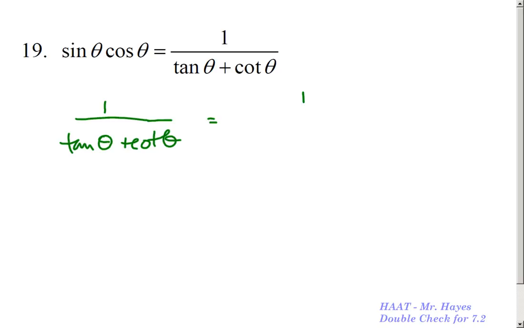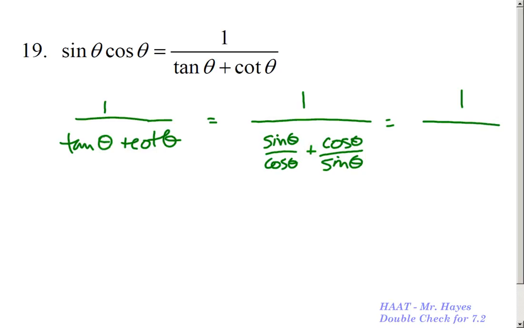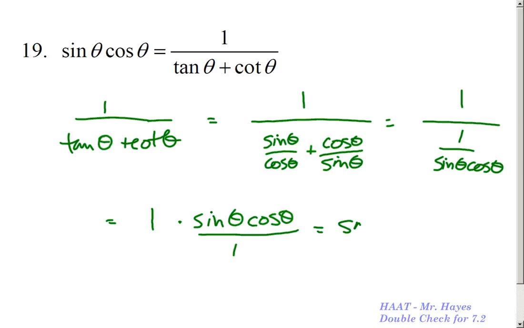Okay, I'm going to write this as 1 over sine theta over cosine theta plus cosine theta over sine theta. Now, from before, you know that you can find a common denominator. I believe we did this back as one of your other problems. That's going to turn into 1 over sine theta cosine theta. And then that's going to equal 1 times sine theta cosine theta over 1. So then you're done. That's a lot easier.